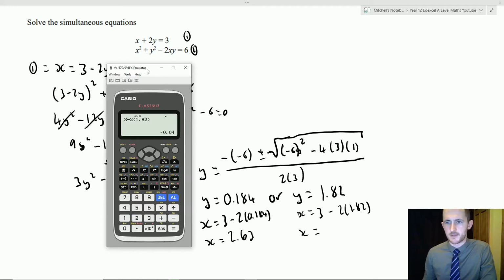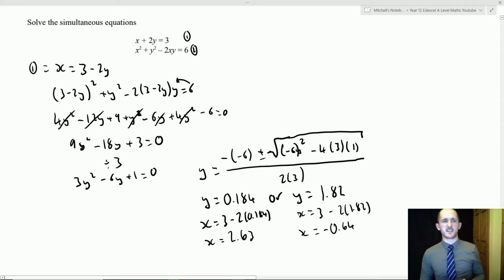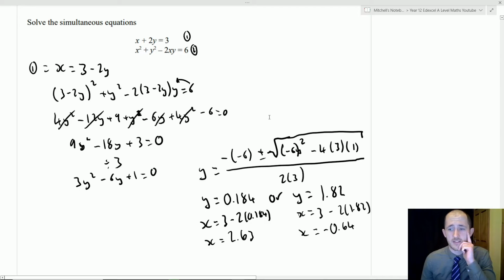It gives me minus 0.64. There we are. Oh boy. Yes, they can give you ugly decimals, which means it's a good thing we tried the quadratic formula first, because we wouldn't have been able to factorize that.